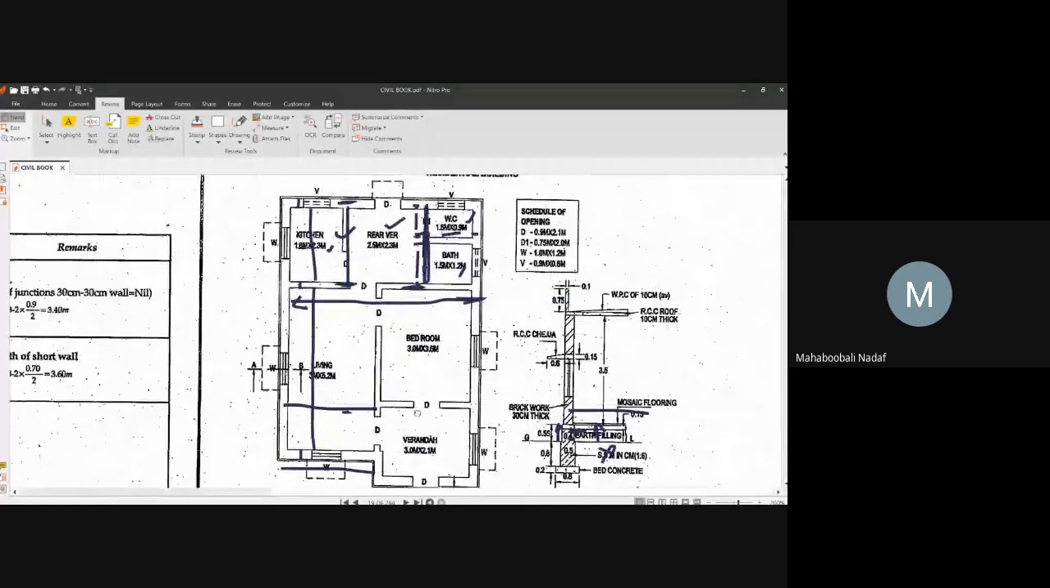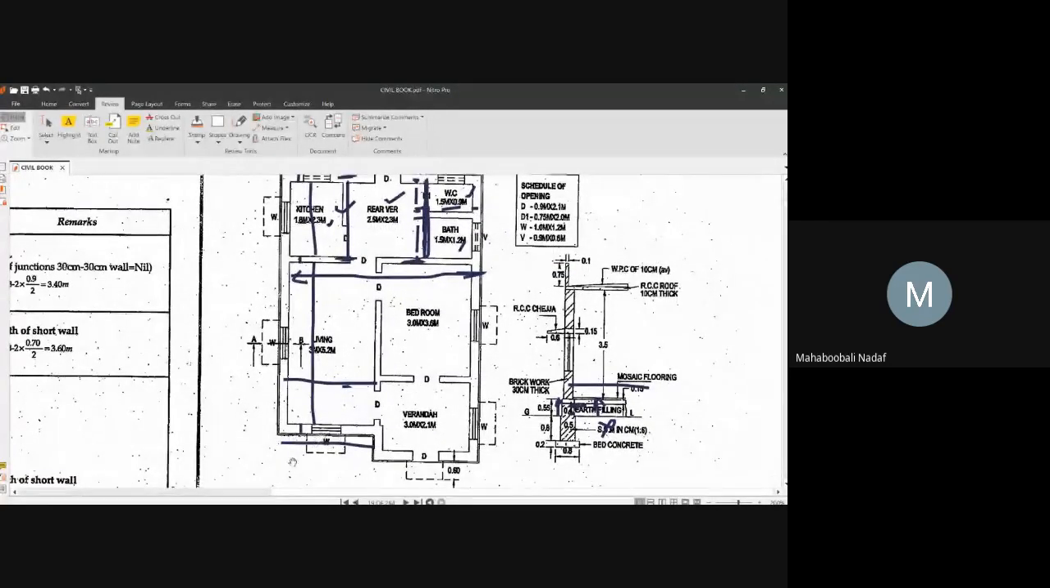Can you see here? Wherever window is there, there only it is coming. Correct? Yes, sir. One second, I will just try to erase this.